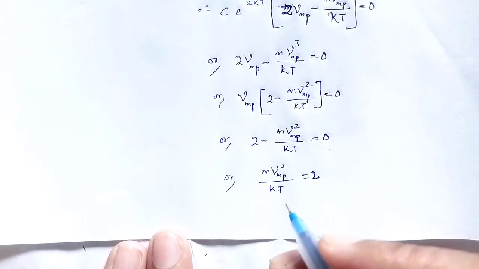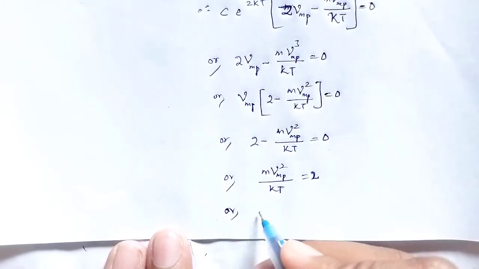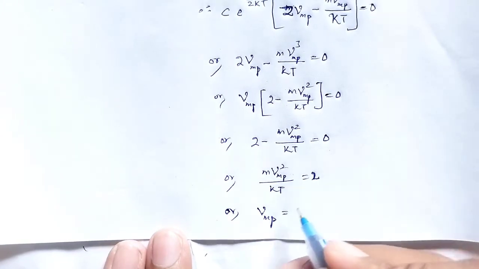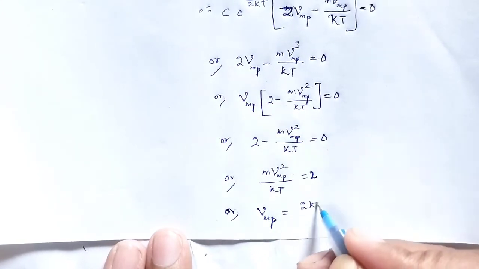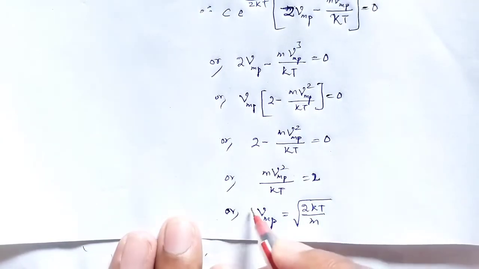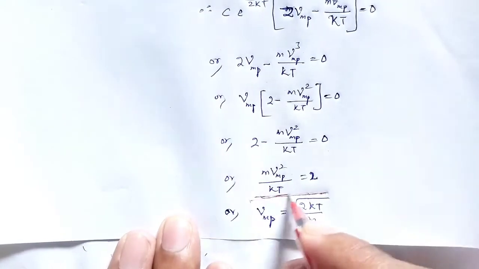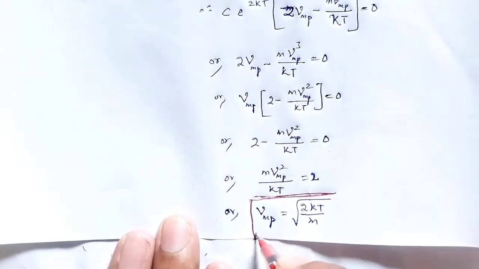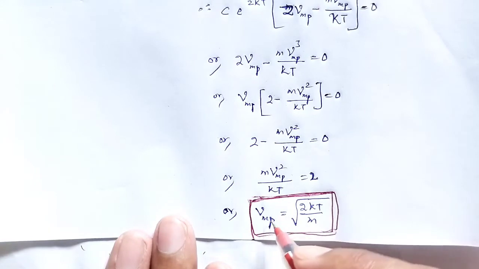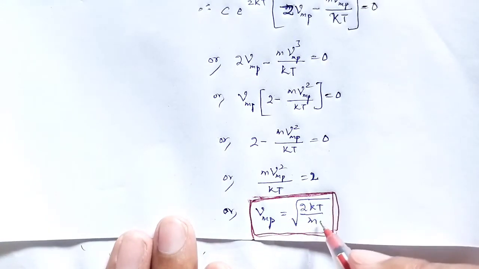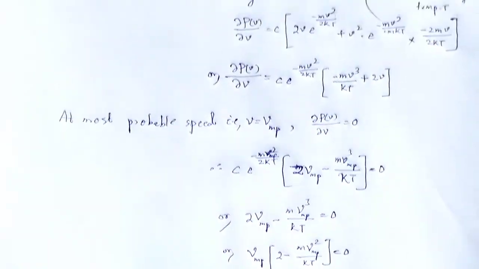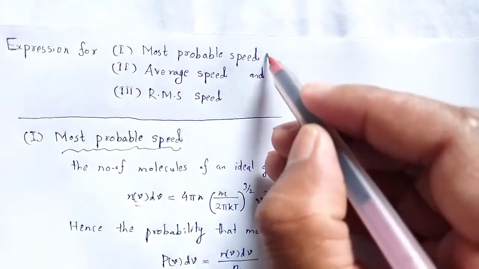Next, v most probable is equal to under root of 2kT divided by m. That is the expression for most probable velocity by using the Maxwell-Boltzmann distribution law of velocities. This is the expression for most probable speed.